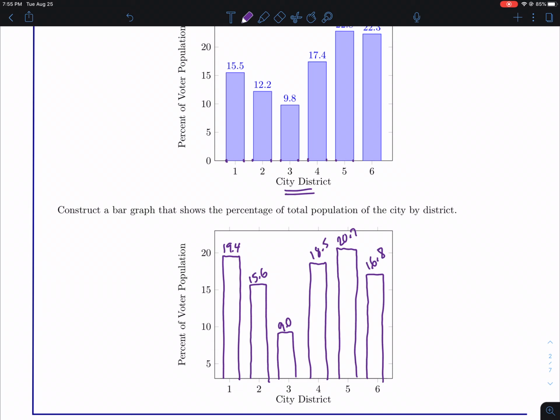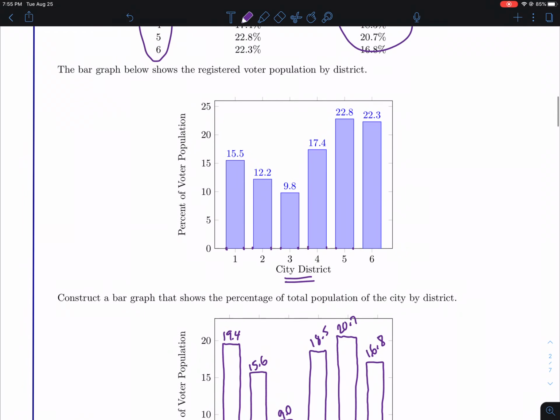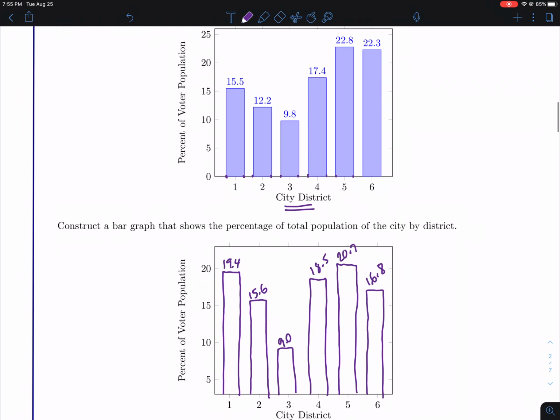So again, the main thing for a bar graph is to just make sure the bars aren't touching. If you want to color them in, you can color them in, things like that. But really the key, the main difference between a bar graph and a histogram, is the fact that one is social distancing, the other is not social distancing. So kind of keep that in mind.